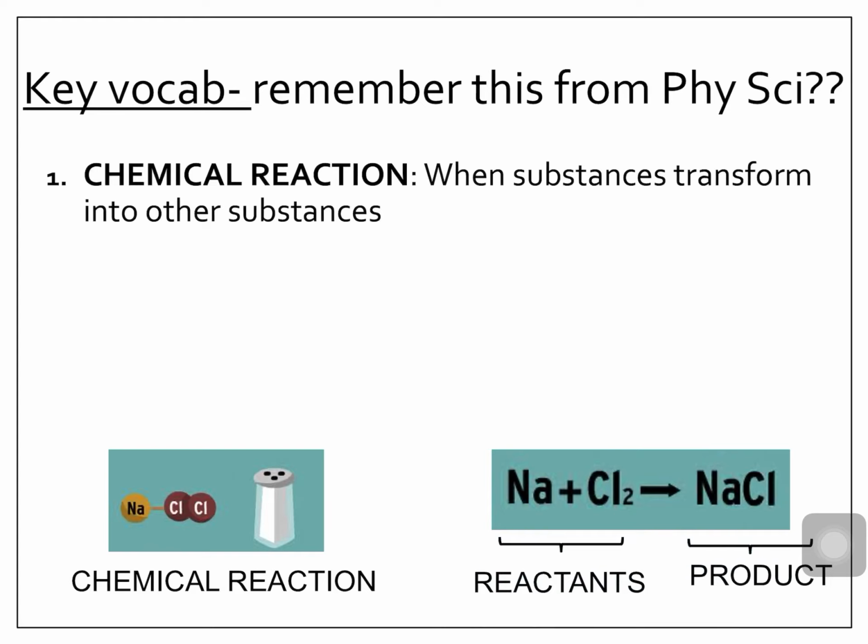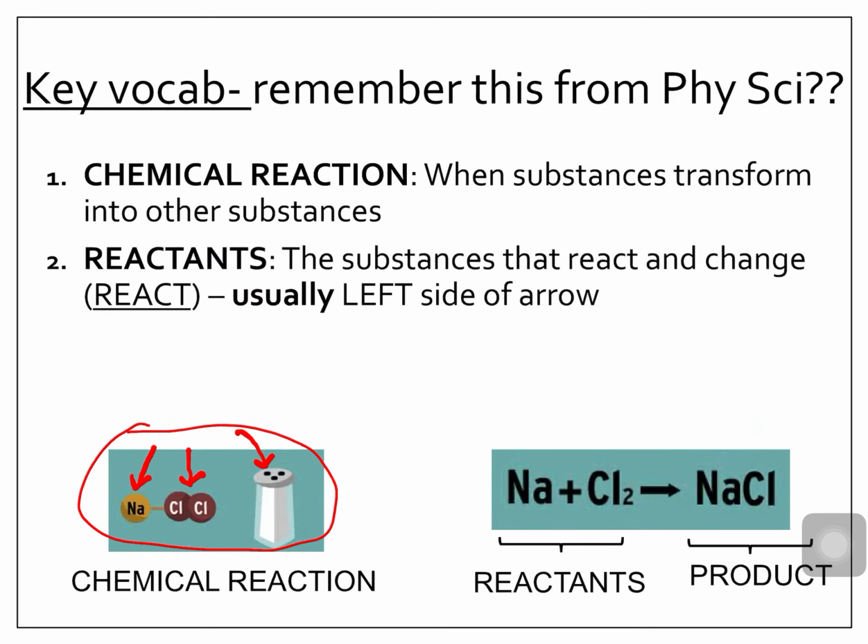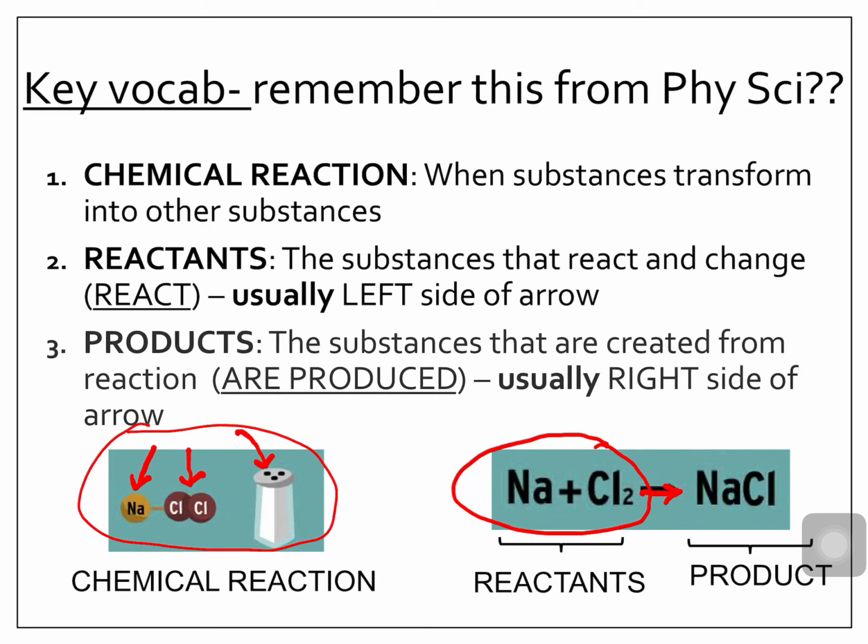So if we look down here at the bottom of my screen, the left-hand picture, we have two different substances. We have our sodium and our chloride, and what they're doing is they're coming together to make a different substance, or salt. The reactants are the substances that are going to react and change. Normally, they're going to be on the left side of the arrow. So here are my reactants. They start out as just sodium and just chloride, and they react to form our products.